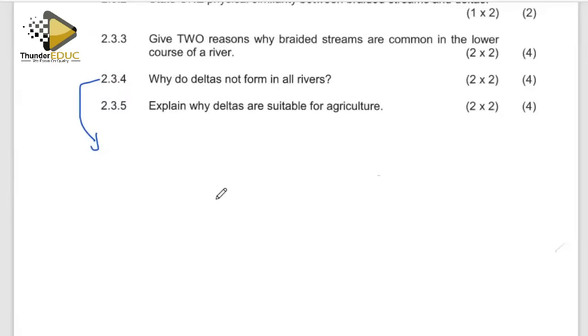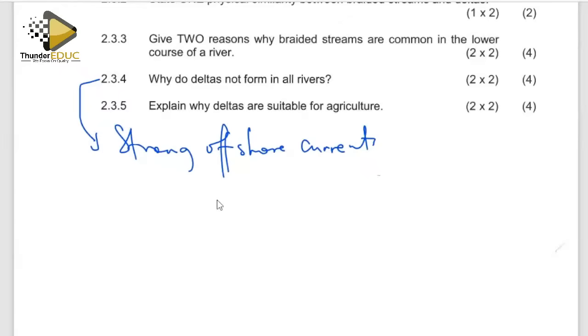Right. I'll give the reasons and just try to explain. Right. One reason is strong offshore currents. Right. If a river is exposed to strong offshore currents where it reaches its mouth, automatically it means the deposited material is going to be transported away and not accumulate at the mouth because of the strong offshore currents. They prevent the accumulation of deposits. Right, that is reason number one.